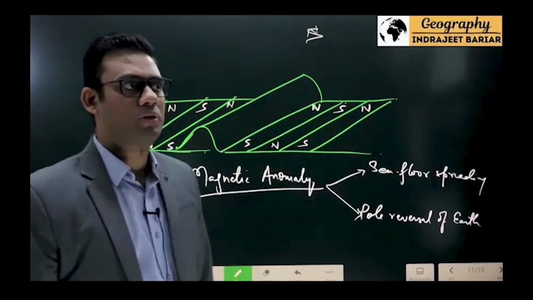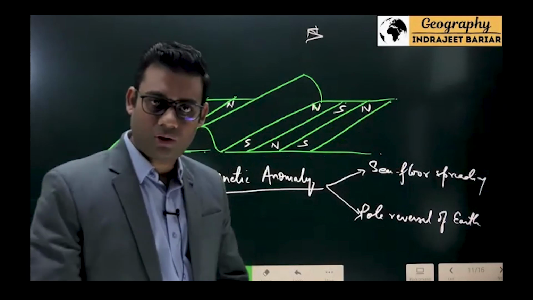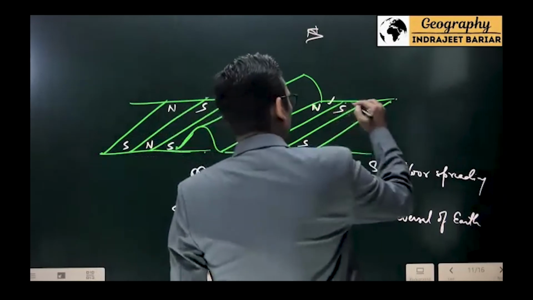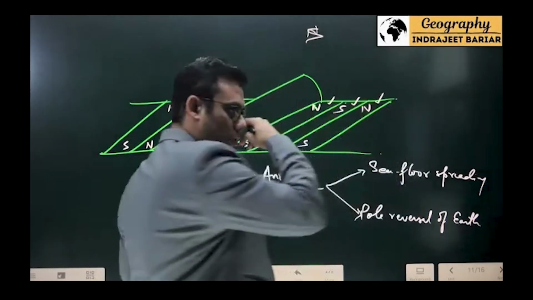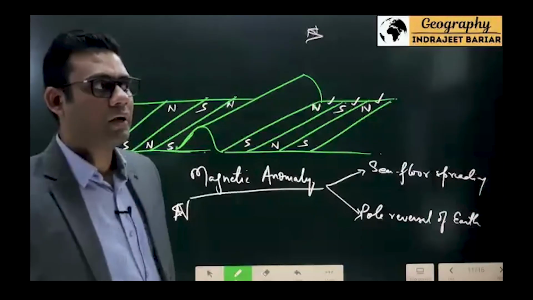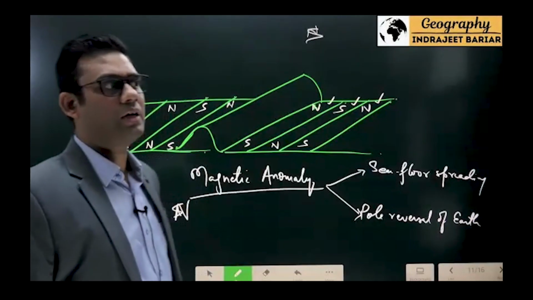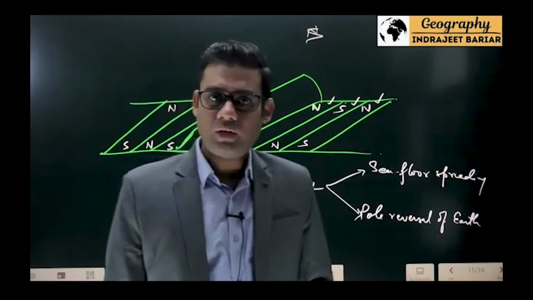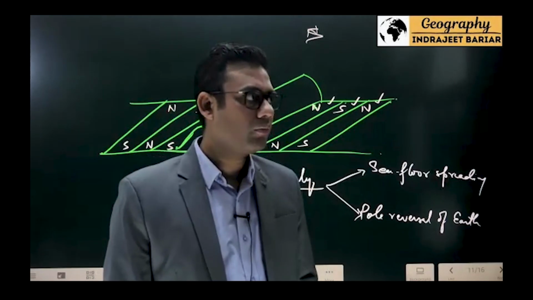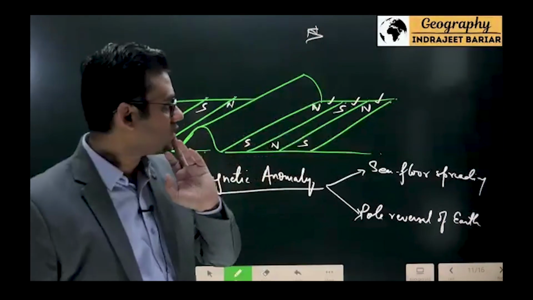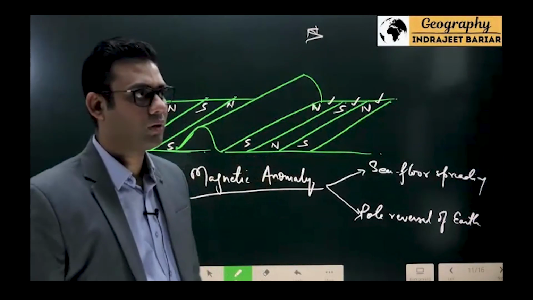Now, these strips are very, very useful for geographers. Why? Because scientists, geographers, by counting the number of strips, can precisely tell the number of times pole reversal has occurred. यहां इस डायग्राम को देख के I can tell how many times pole reversal has taken place. 3 times. 3 नहीं, 2 times.